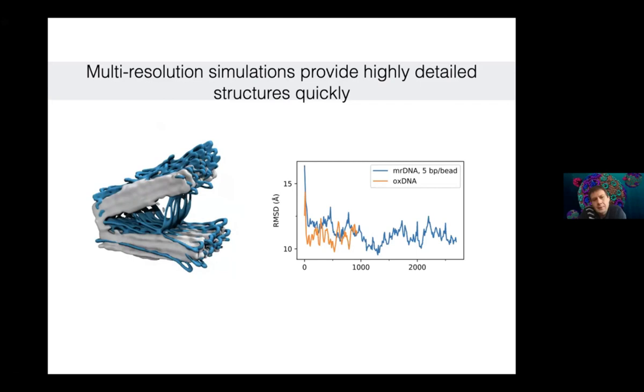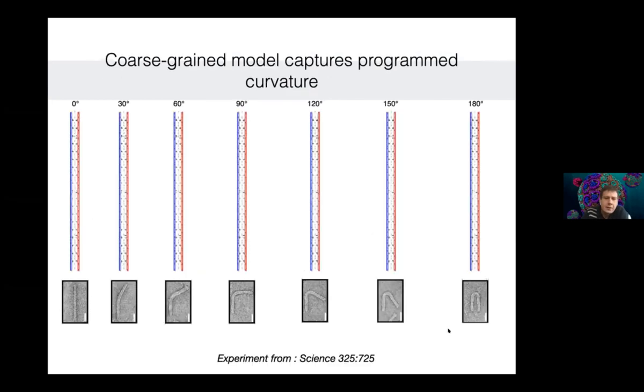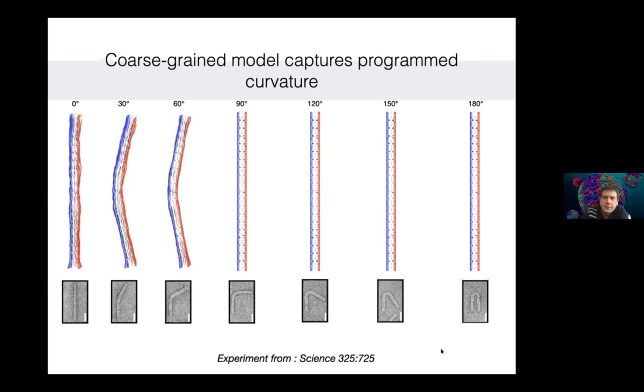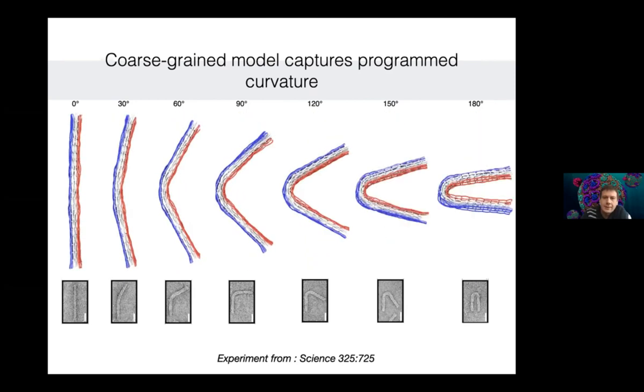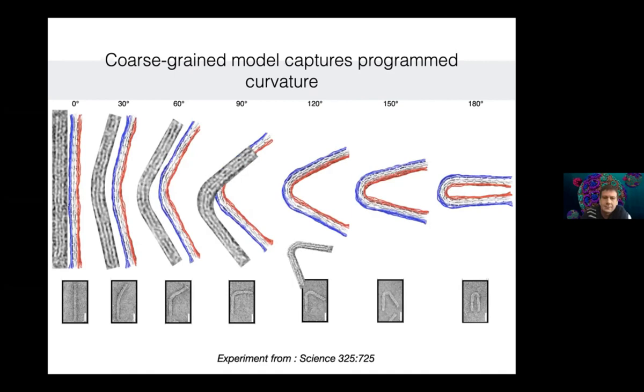So it can be used as a structure prediction tool. There are now quite a few cryo-EM reconstructions from Hendrik Dietz's lab, and we are able to reproduce most of them. The only thing you need is a design, and then we can tell you the three-dimensional structure with very high accuracy. It's actually the same accuracy as the cryo-EM reconstruction. So here are examples of bent structures. Those have a programmed bend, and we get the bend right on.